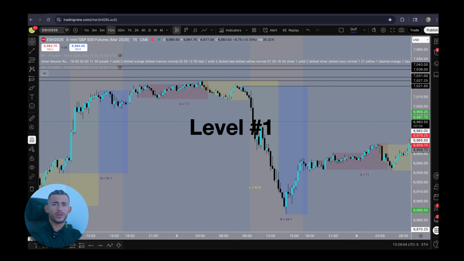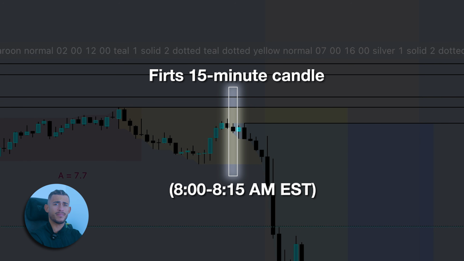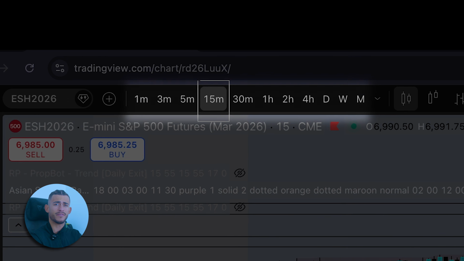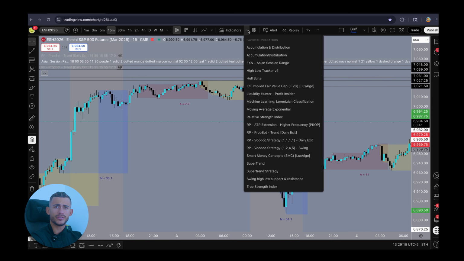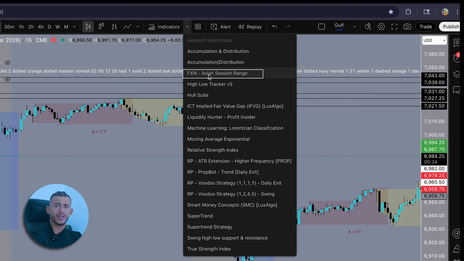The first level that we are going to mark out is going to be the first 15-minute candle from 8 to 8:15 a.m. Eastern Standard Time, and we're going to do this on the 15-minute time frame. I have an indicator that actually shows me when these sessions start and stop. Here it is. It's called FXN Asian Session Range. It's completely free. You can get it on TradingView.